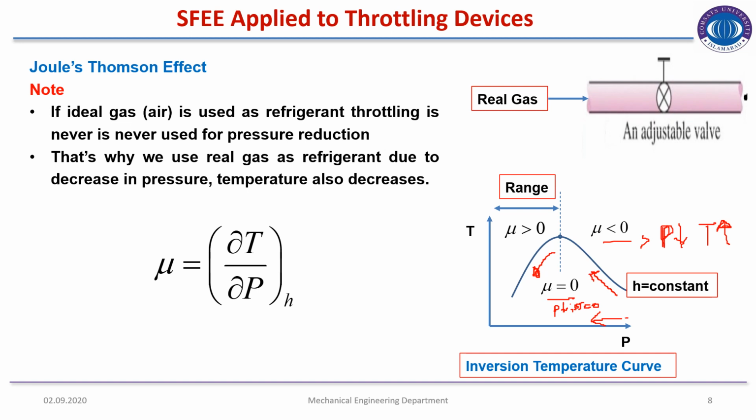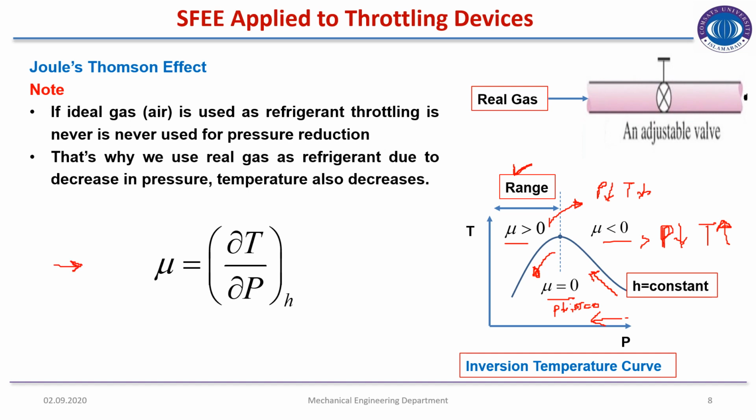So we are focusing on the range when mu is greater than 0. What that means is, when we are reducing the pressure, the temperature will also reduce. So we have a direct relation between pressure and temperature. In refrigeration, we are using the range where mu is greater than 0. The concept of Joule-Thomson effect will be discussed in the upcoming slide as well.